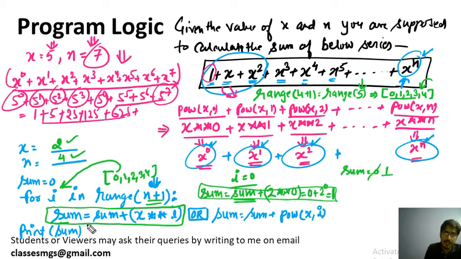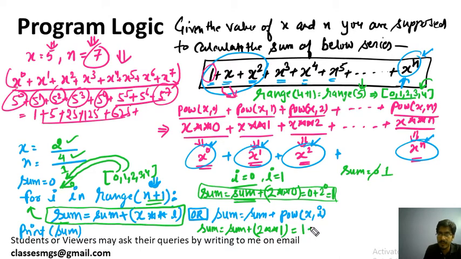Now this loop doesn't have any other statement, so it will go back. It will execute 5 times. First time 0 came; next time the i value becomes 1, and the same line will be executed again: sum equals to sum plus 2 star star 1. This time sum already has 1, plus 2 raised to power 1 is 2, so it will become 3. Now the sum value is updated with 3.